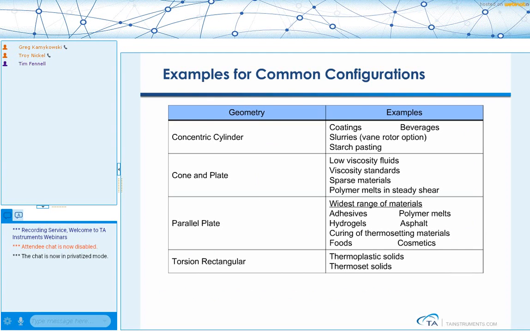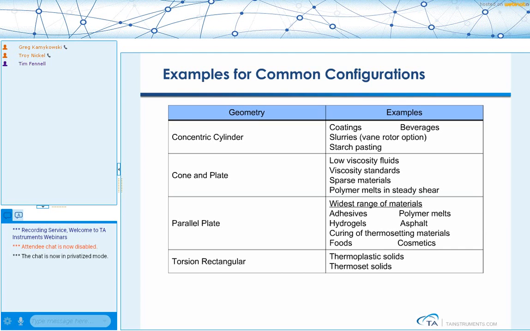So concentric cylinder is used for coatings, beverages, low viscosity materials. It's also used for slurries, so we can use a vane rotor and get viscosities on some slurry systems. We have a starch pasting rotor that goes with the concentric cylinder. Then there's a cone and plate geometry, which is good for low viscosity fluids, and it's also good if we have just a sparse amount of material, as this does not require much volume for testing.